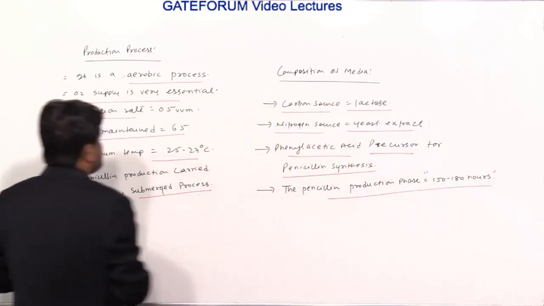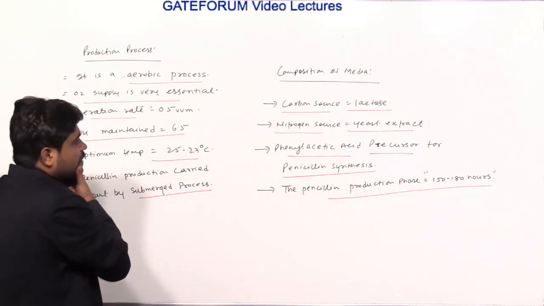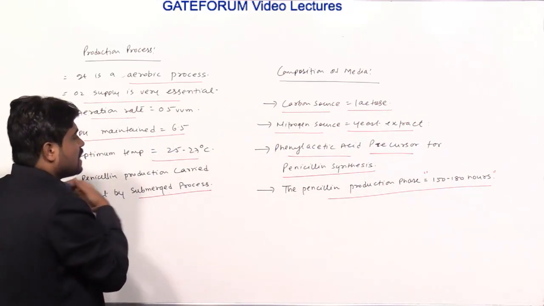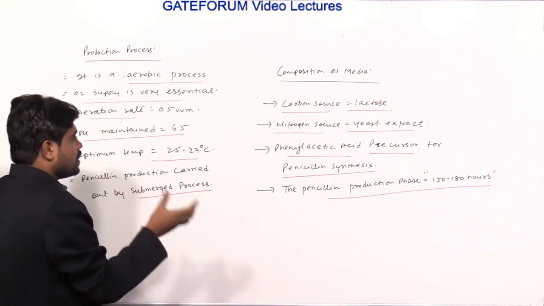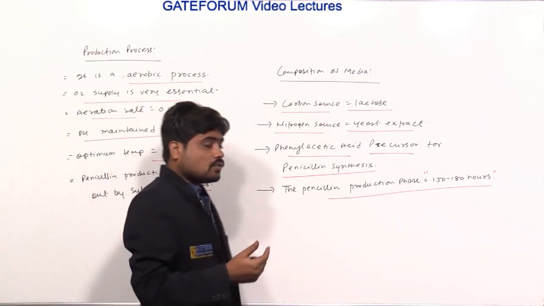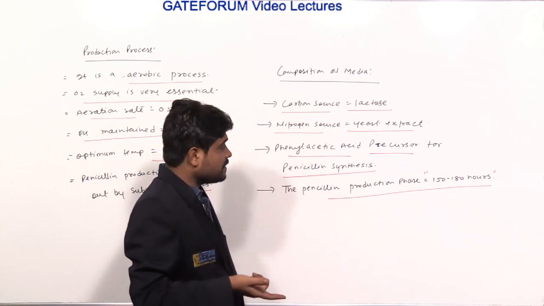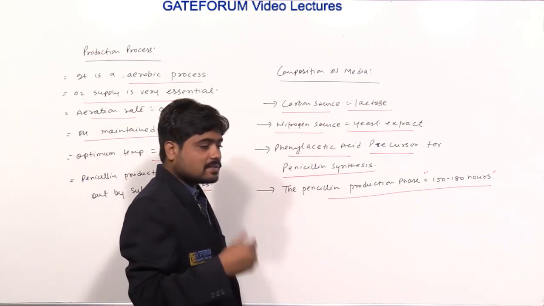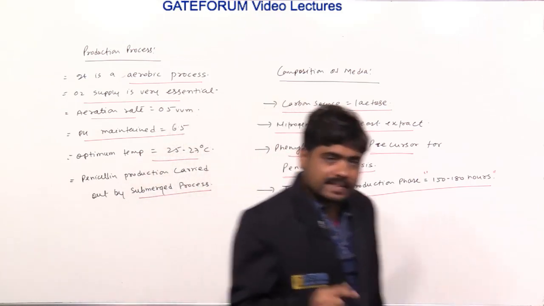So this is the production process. What are the conditions required for the production of penicillin, and what is the composition of the media through which the penicillins are going to be produced inside the fungal cells? What are the carbon source, nitrogen source, and the supplement, that is phenylacetic acid, which is added for the production of penicillin? Then after that I am going to explain the graph.